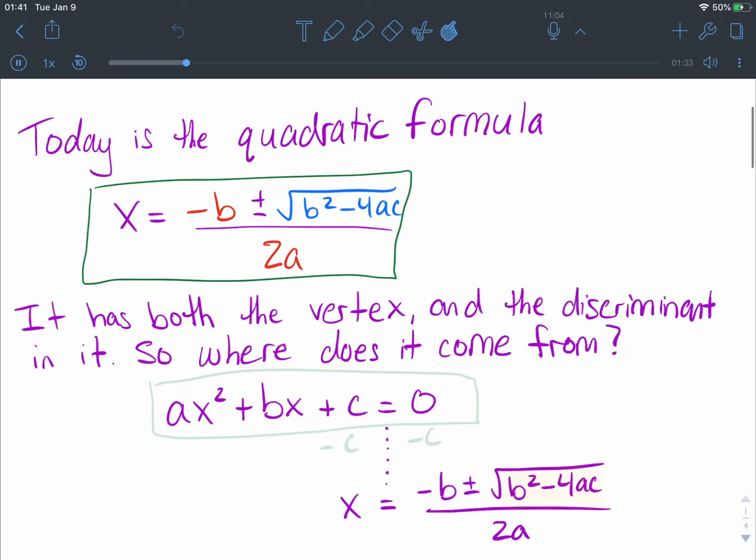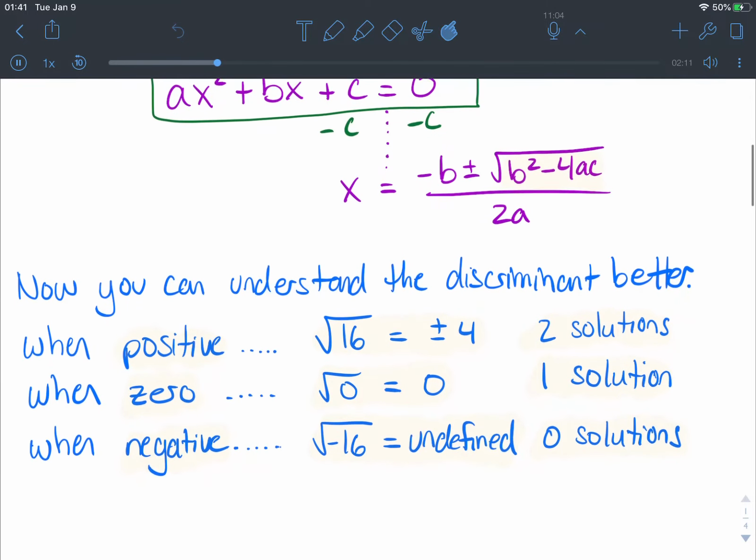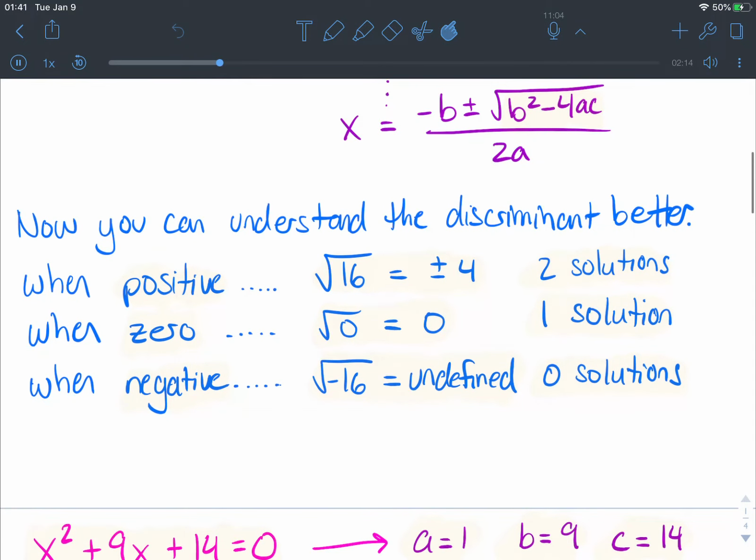So since it has both the vertex and the discriminant, let me backtrack. Where exactly does it come from? When we have our equation ax squared plus bx plus c equals 0, if we subtracted c on both sides and tried to get the x by itself, it's super nasty, and I'm not going to even bother showing it to you. But eventually you're going to get x equals negative b plus or minus the square root of b squared minus 4ac all over 2a. So we have this formula. If we know our a, our b, and our c, we can plug it into this formula in order to find out whatever x is.